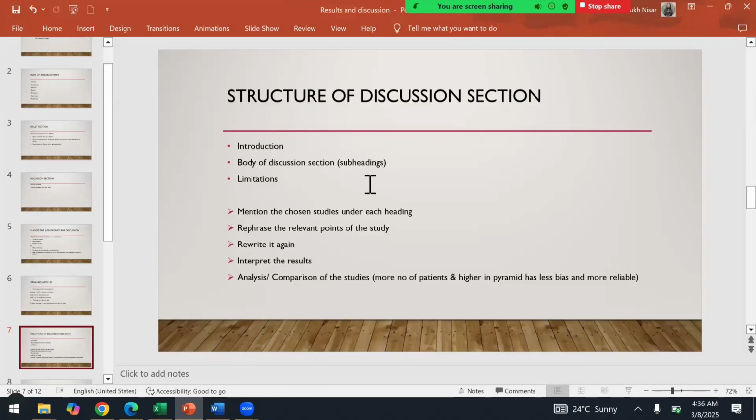So this was your discussion: introduction, then the body of the discussion section in which you would have your subheadings, and then limitations. You have to mention the chosen studies under each heading if you have divided them. And then you have to rephrase the relevant points of the study. I will tell you how to rephrase and write it in your article. And then you have to paraphrase and rewrite it again, and then interpret the results and compare the studies with each other.